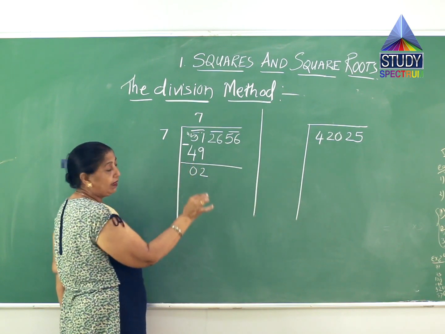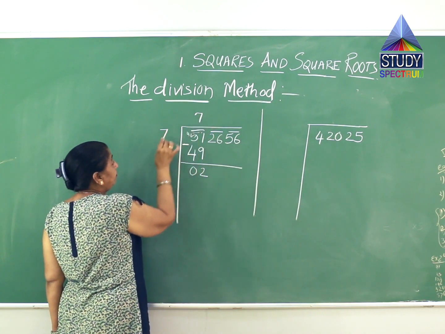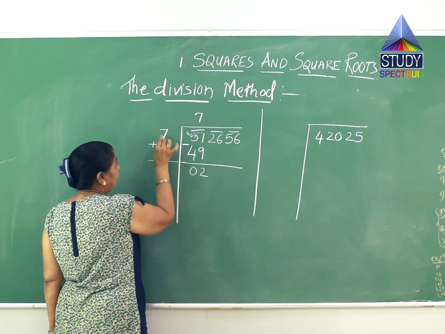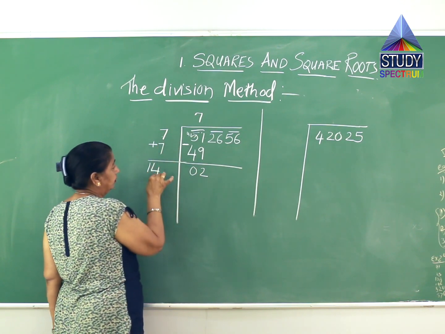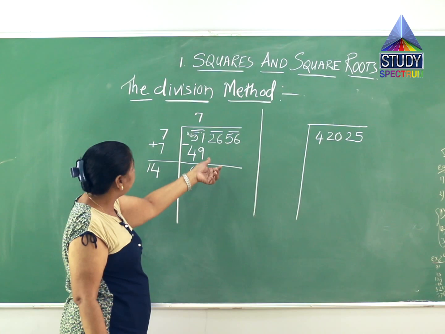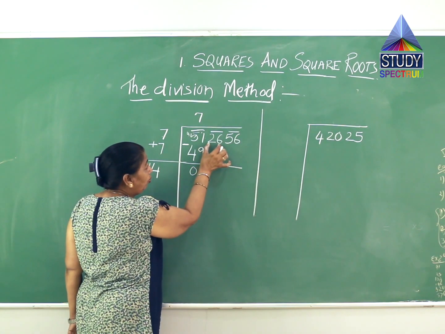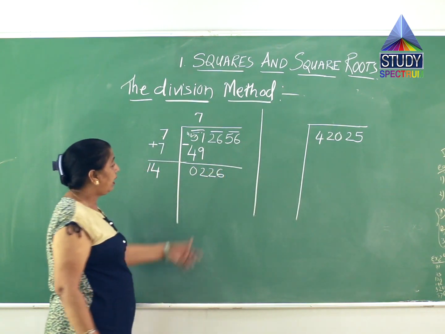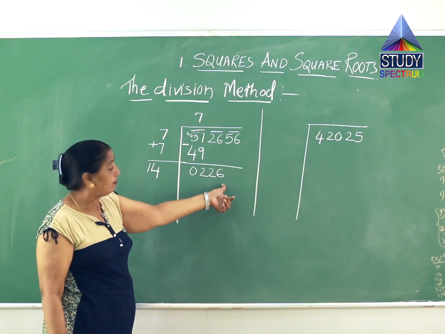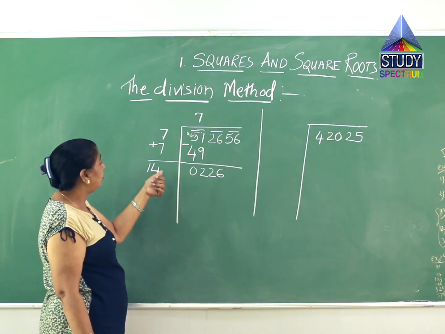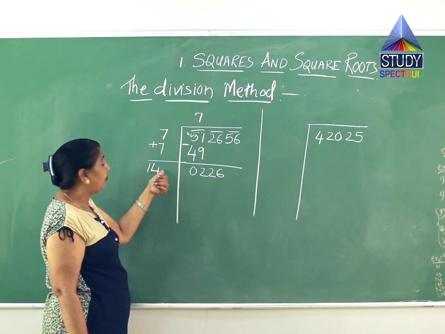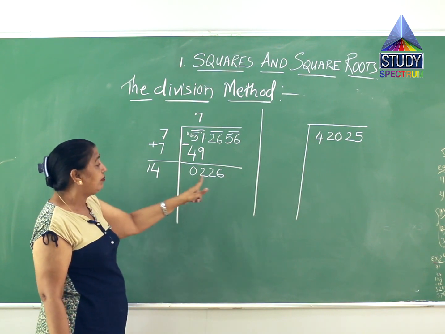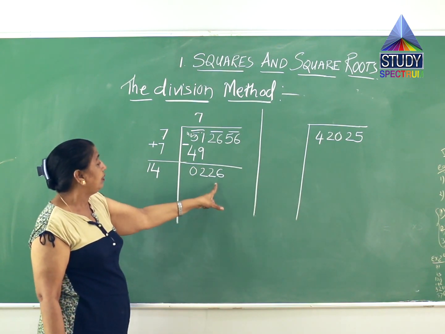Now the next step is that this 7 I have to add over here, and that will give me 7 plus 7, 14. And now to carry on with the sum, I have to bring both the numbers together below this. Now here the number is 226. Now I have to put such a number after this 14 in the unit place, so that the same number multiplied by this gives me this number or any number near to this.